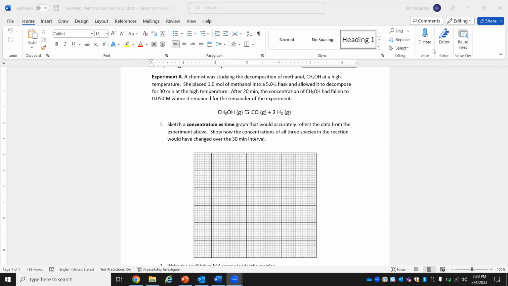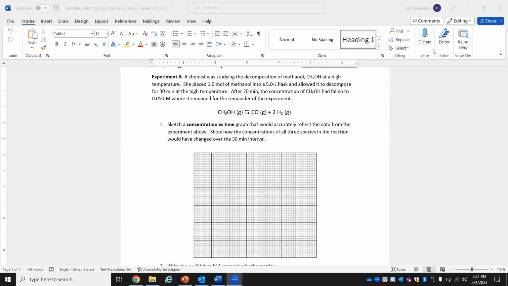And it wants us to sketch a concentration versus time graph. Pay attention to what type of graph it tells you. But sketch a concentration versus time graph that would reflect the data from the experiment above. Show how the concentrations of all 3 species in the reaction would have changed over the 30-minute interval.